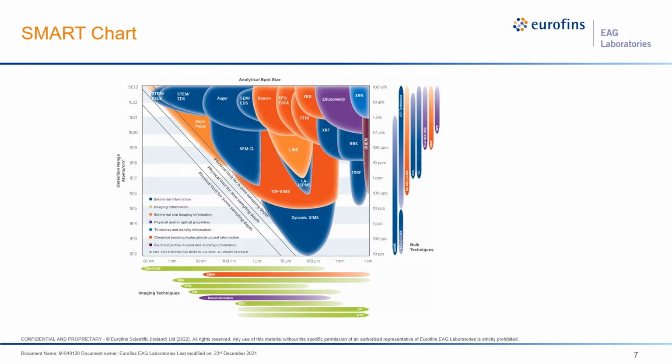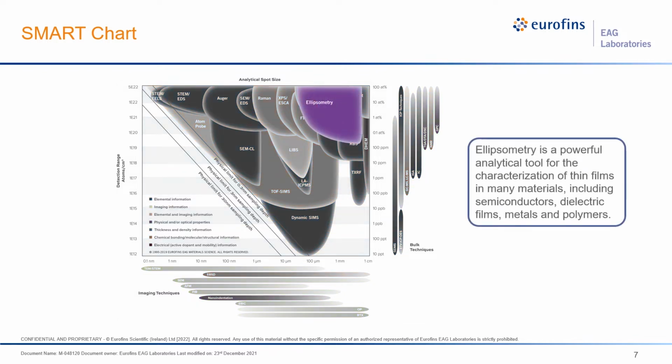In this seminar, we're going to be talking about ellipsometry, which is colored purple in the plot, because the technique stands out from most others in the sense that it does not provide compositional information, neither elemental nor molecular. Optical constants and layer thicknesses are the main analysis results. Compositional information needs to come from other sources.